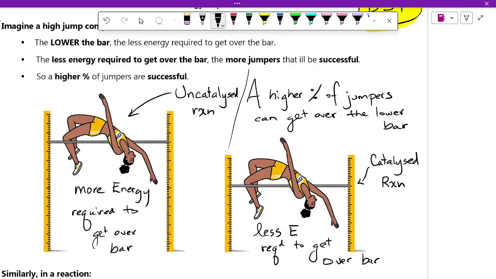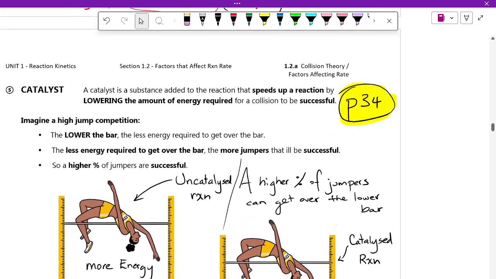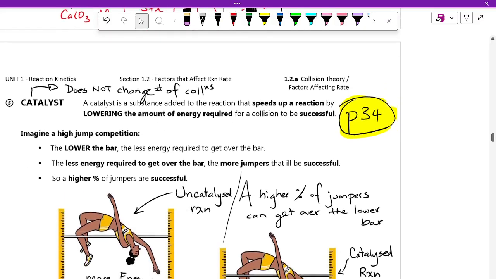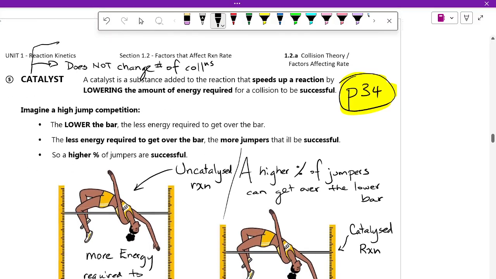Does that analogy make sense? Okay. So this one isn't changing the frequency of collisions. It changes the percent of collisions which are successful. So a catalyst does not change the number of collisions. A catalyst changes the percent of collisions which are successful.